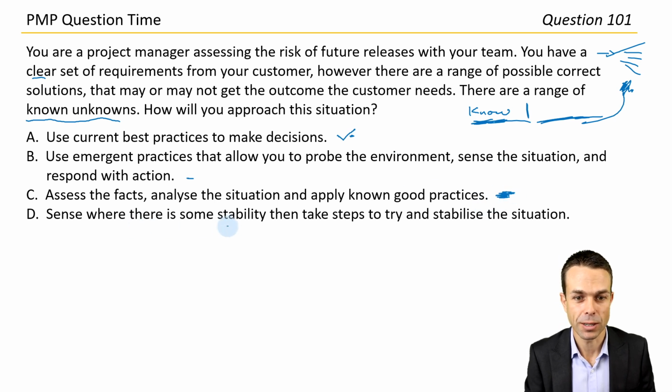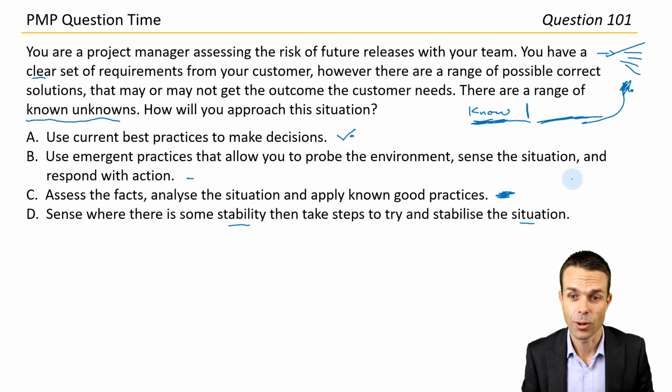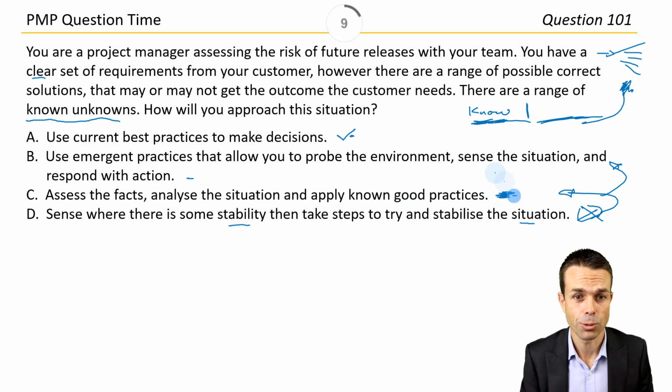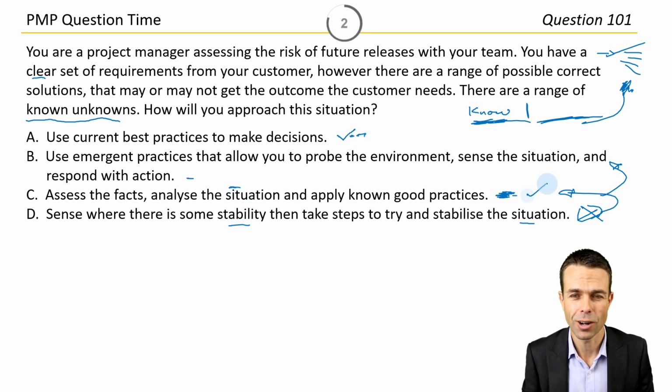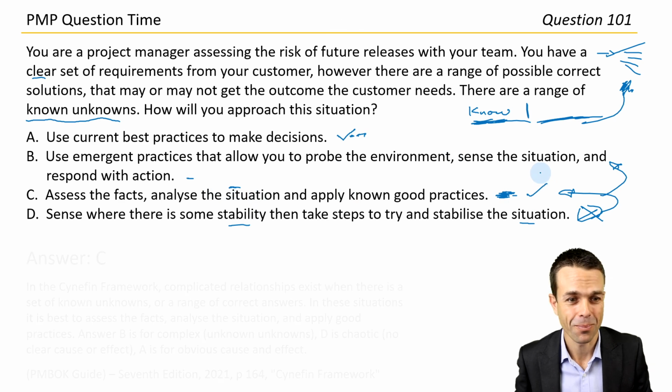Sense where there is some stability and take steps to try and stabilize the situation. Okay, that's like an out of control situation, I think. So we need to stabilize it, and then we can go and apply some of these other practices. So let's put a no on that one for now. It's not out of control. I think between these two, let's treat it as we would if we were managing risk. So we don't need just the normal best practices. We need to do a bit of analysis as well. So let's try answer C.